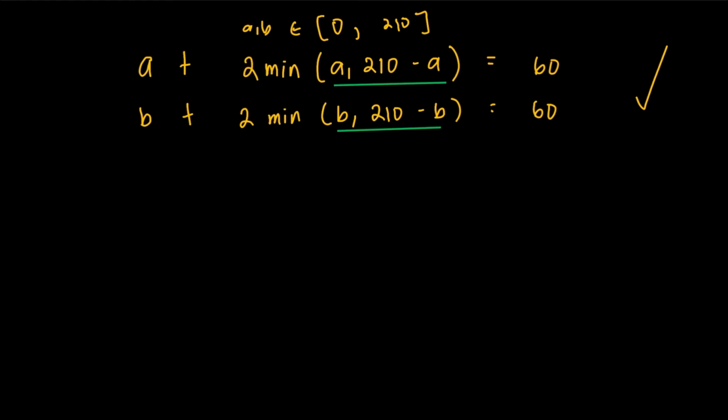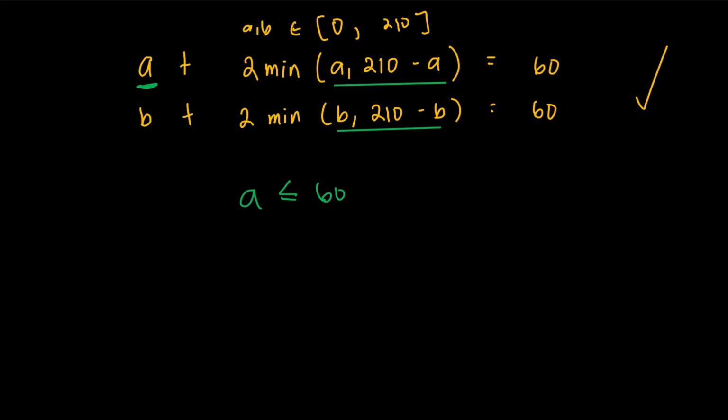I'm going to focus on the first equation first. We know that these two numbers are both non-negative. So a plus twice the minimum here is going to be equal to 60. That's enough for us to say a can't be greater than 60. So a would be less than or equal to 60.